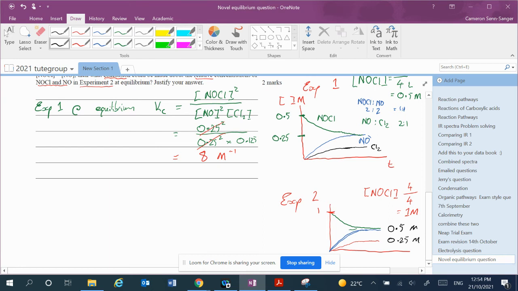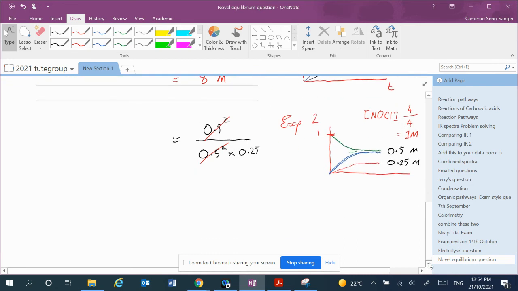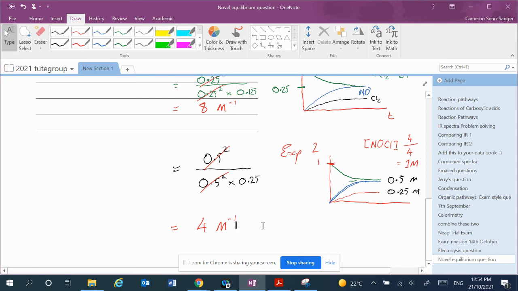Capital M, capital M. We can drop those very quickly into the same equilibrium expression. And so we're going to end up with 0.5 squared times by, and then on the bottom 0.5 squared times by 0.25. Again, by the power of mathematics, cross out, and we end up with an answer which is 4 M to the negative 1. Now you might go, key insight, 8 does not equal 4.